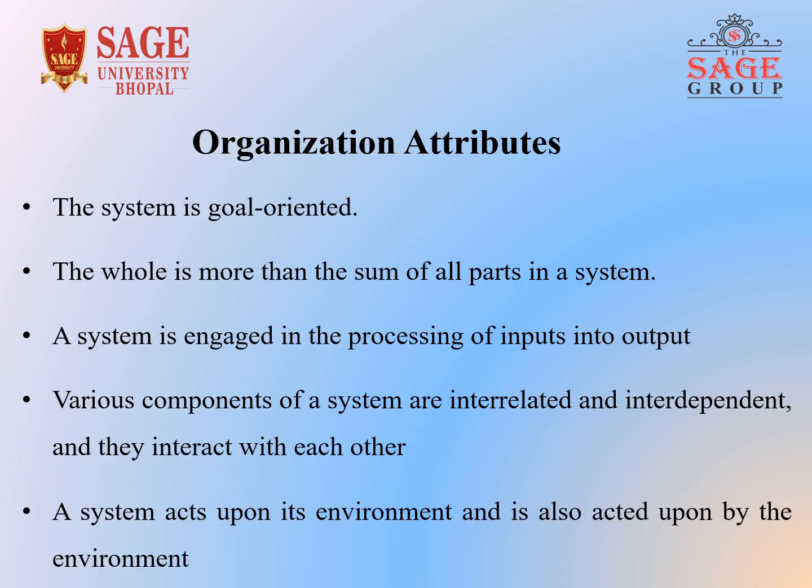Organization has various attributes. First, it is a goal-oriented system. It is a whole and the sum of the parts in the system. The system is engaged in processing of input to output, which is known as production. Various components of the system are interrelated and interdependent. They interact with each other at all times. The system depends upon the environment and also acts on its environment. The environment has an effect on the organization vis-a-vis.